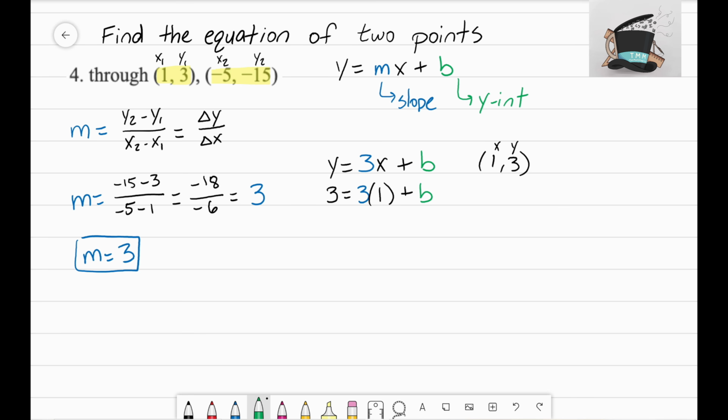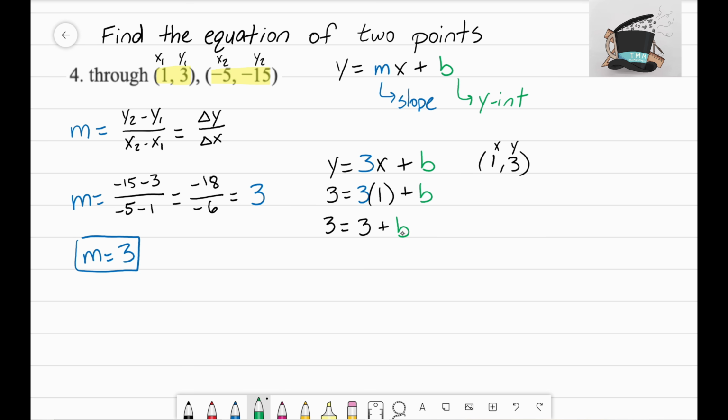Now I have an equation where the only variable left is b. The rest are numbers, so I can solve for b. Just so we're clear, I chose to use the first point, but you could also use the second point and you'll still get the same answer. So let's solve this. We have 3 equals 3 times 1, which is just 3, plus my b term. So on this right side, I have 3 plus b.